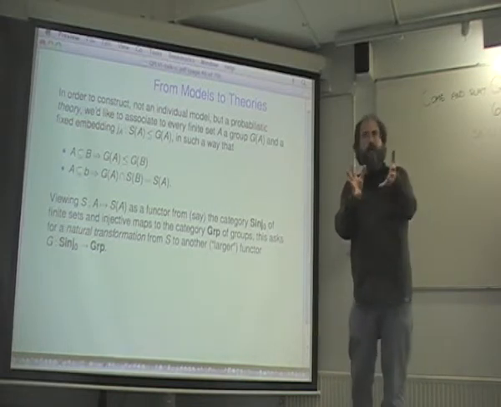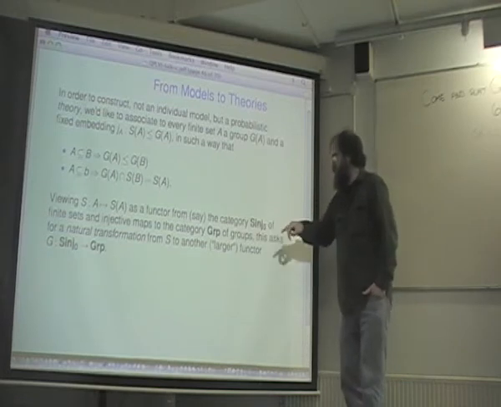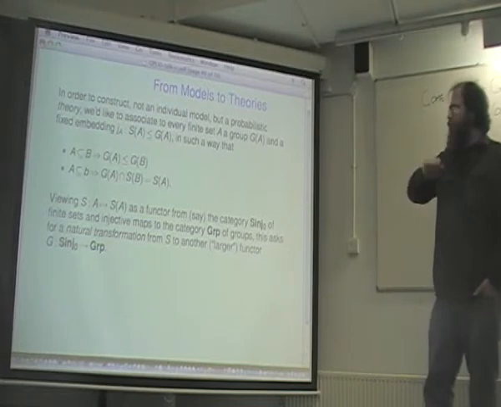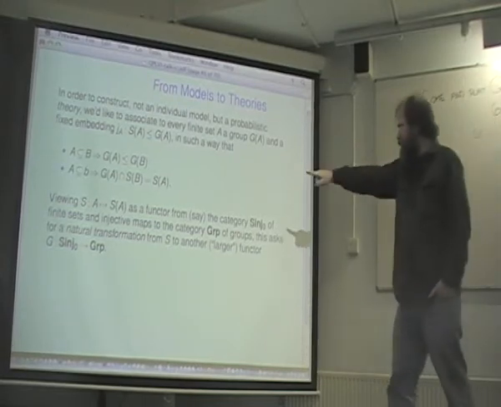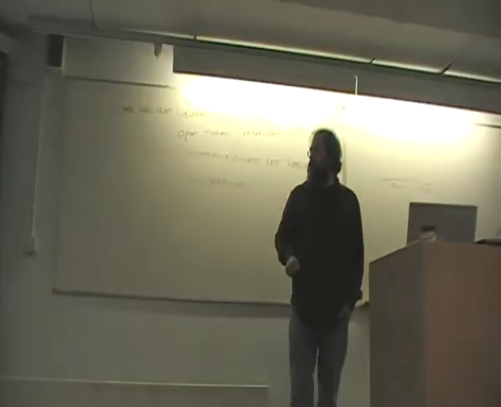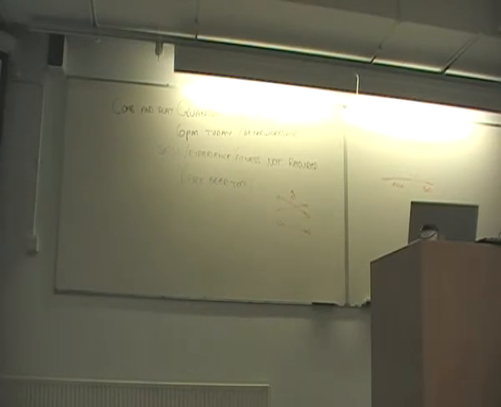So let's just look at the admittedly rather impoverished category, which I'm calling Sing, or Sing 0, of finite sets and injective maps. Treat the symmetric group as a functor, or the object part of a functor, from Sing to Grp. We'd like a natural transformation from that functor to maybe a larger functor, so to speak, G, from Sing 0 to Grp.